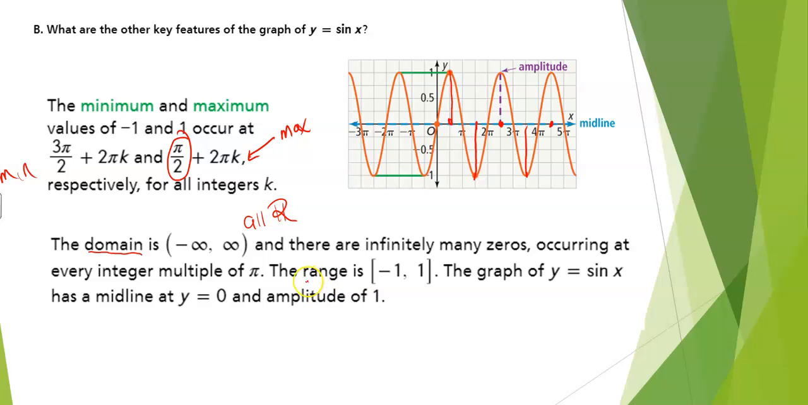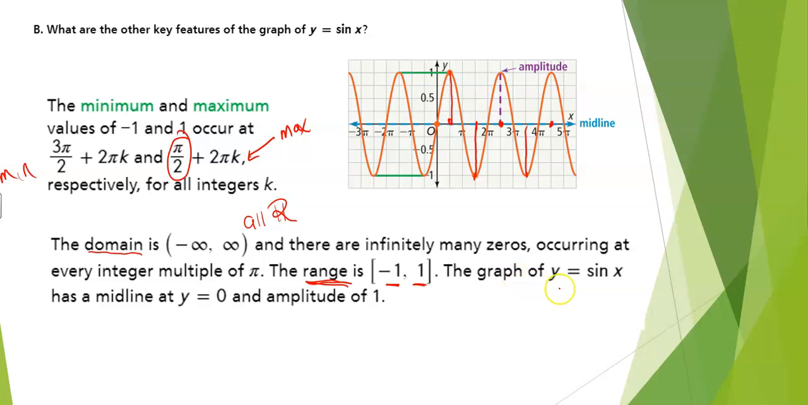Another thing we might want to look at is the range. Because I have a min and max, and it's included, I use the bracket, that's also my range. You should be getting pretty good at those domains and ranges by now.